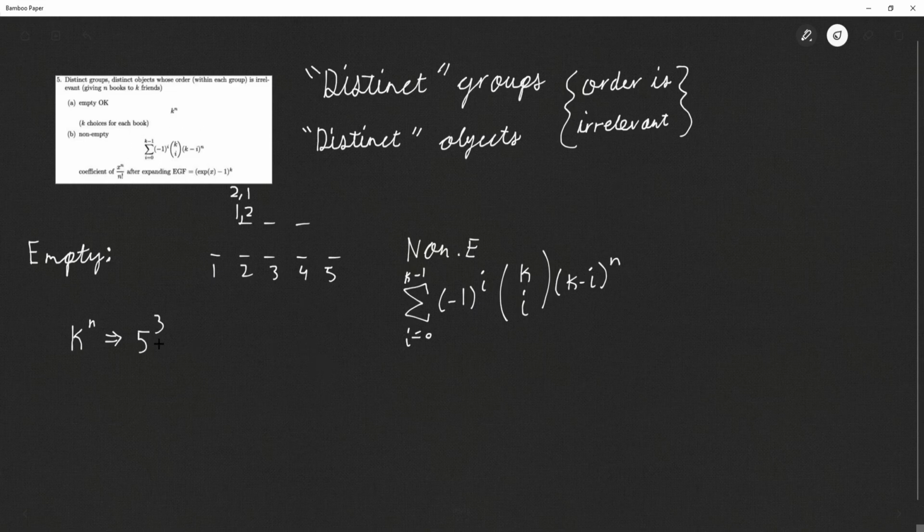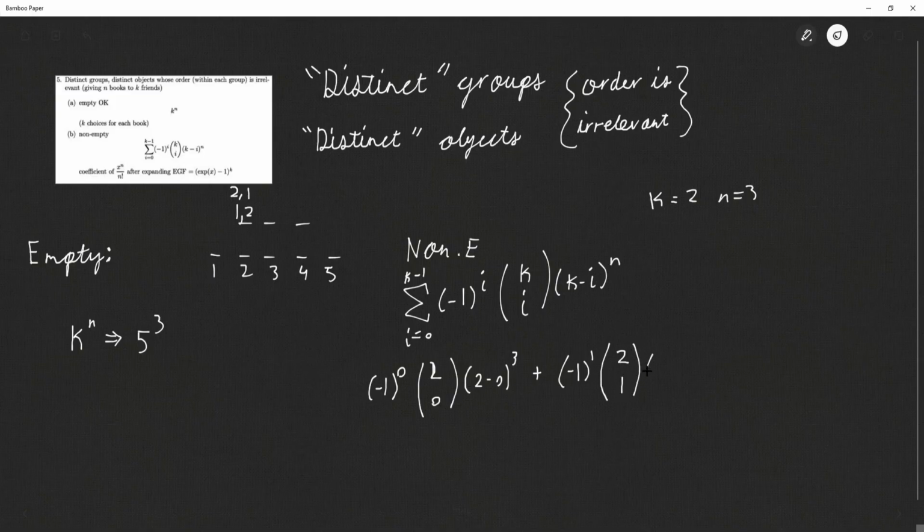just following the formula. So if we use a new example of k equal to 2 and n equal to 3, this will get us -1 to the power of 0, because that's our I, and then k, which is our 2, choose I, which is 0, multiplied by k minus I, which is 2 minus 0, all to the power of 3. And now we add -1 to the power of 1, multiplied by 2 choose 1, because that's our new I, and then it's going to be 2 minus 1 to the power of 3.